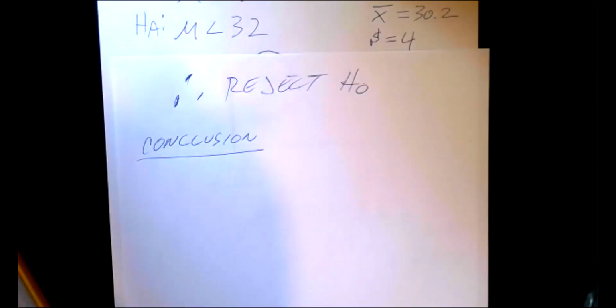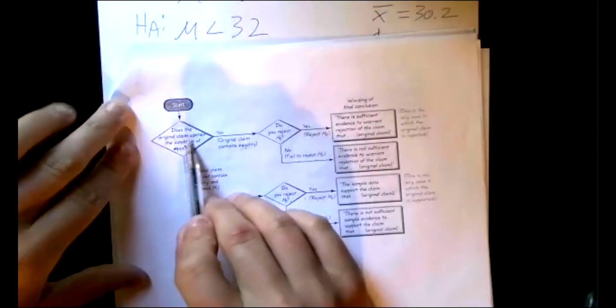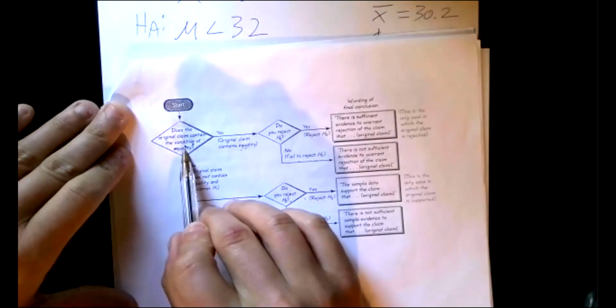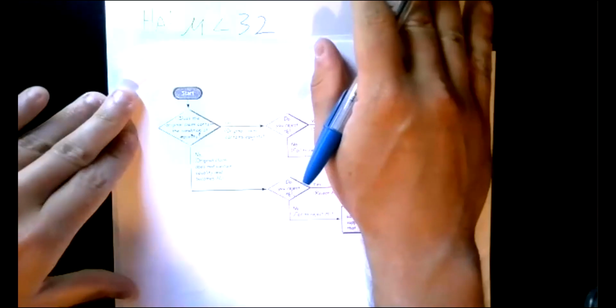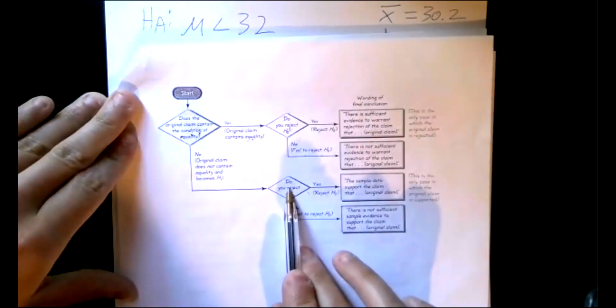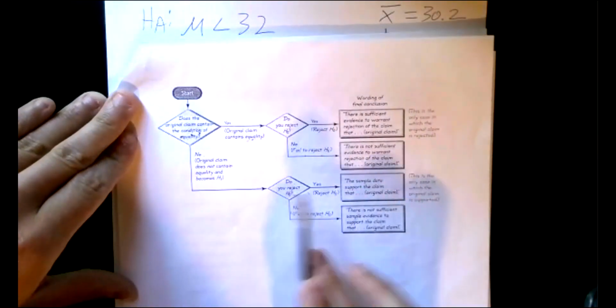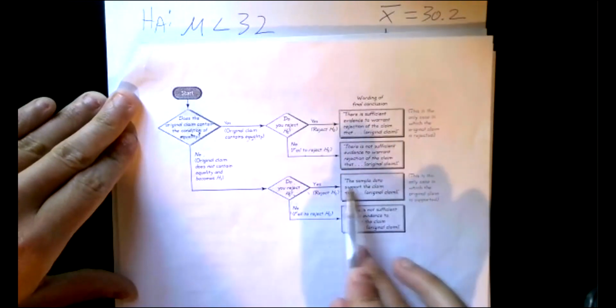Conclusion. Does the original claim contain the condition of equality? No, it does not. Go down. Do you reject the null hypothesis? Yes, we do. The sample data support the claim.